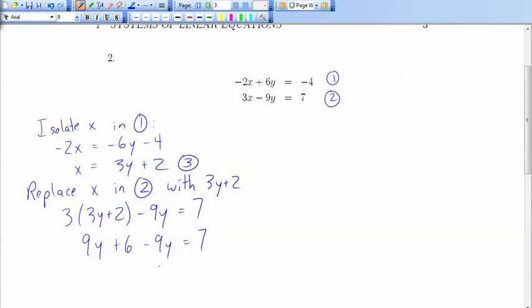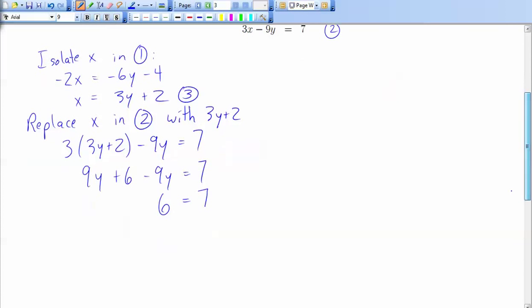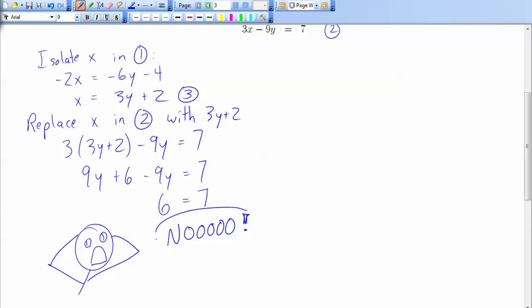Oh, this is not good. We get 9y minus 9y is no y's at all. On the left-hand side we get 6. The right-hand side we get 7. This is a disaster, folks. This means I'm completely out of a job. Alright, we have an inherent contradiction. I hope 6 is not equal to 7. Okay? If it is, I'd love to give you $6 and get 7 in return.